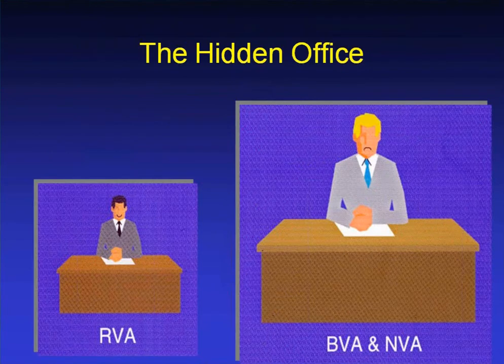And in every company, there's a huge hidden office that accounts for 80% of your total cost. And the real value added is only 20%. This 80% is the business value added and no value added. And truly, you've got to bring up that real value added so that it is a major portion. And if you can bring it up to 50%, you're really lucky in most companies.